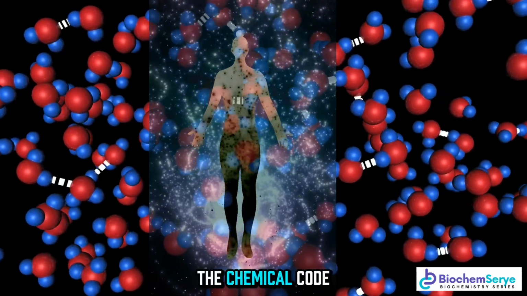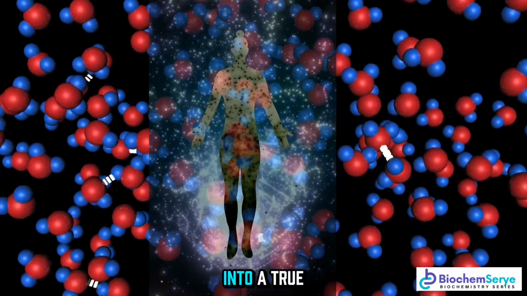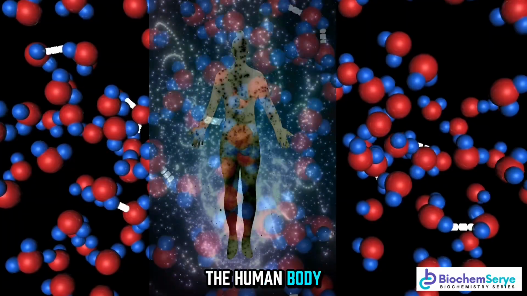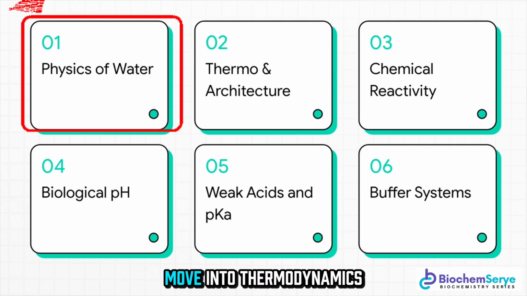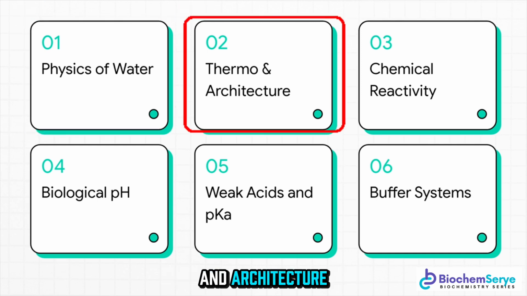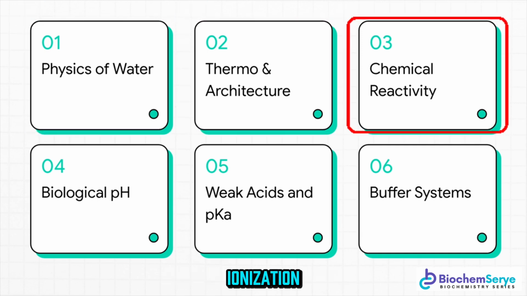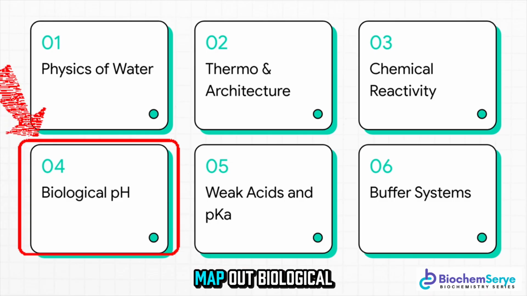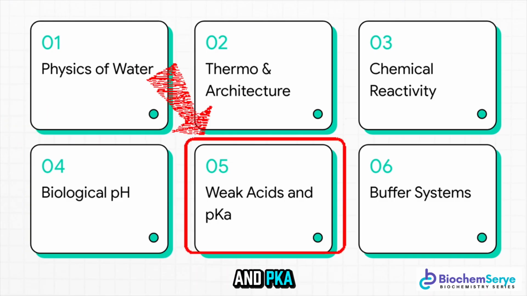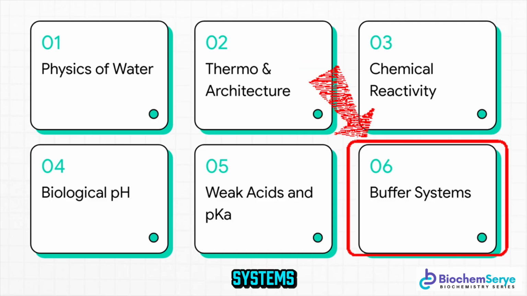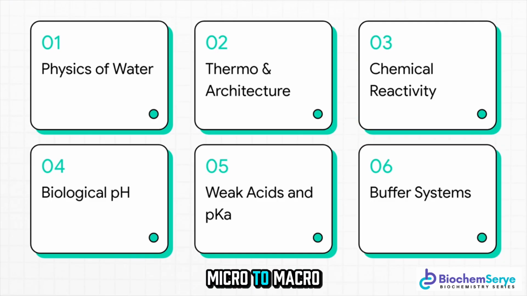Today, we're cracking the chemical code to see how physical chemistry bridges into a true physiological understanding of the human body. Here's a quick roadmap for our masterclass today. We'll start with the physics of water, move into thermodynamics and architecture, and then explore chemical reactivity and ionization. From there, we'll map out biological pH compartments, unpack weak acids and pKa, and finish up with physiological buffer systems. It's a complete micro to macro biochemical journey, so let's get into it.